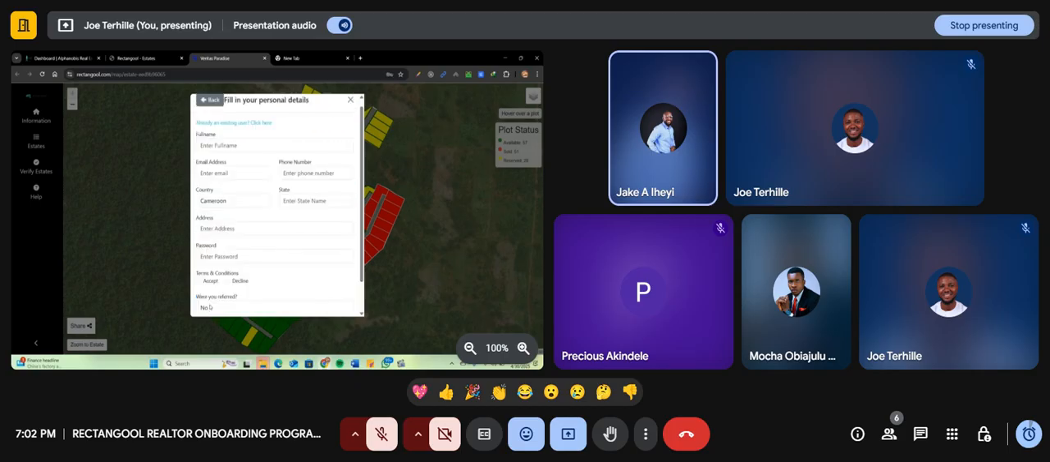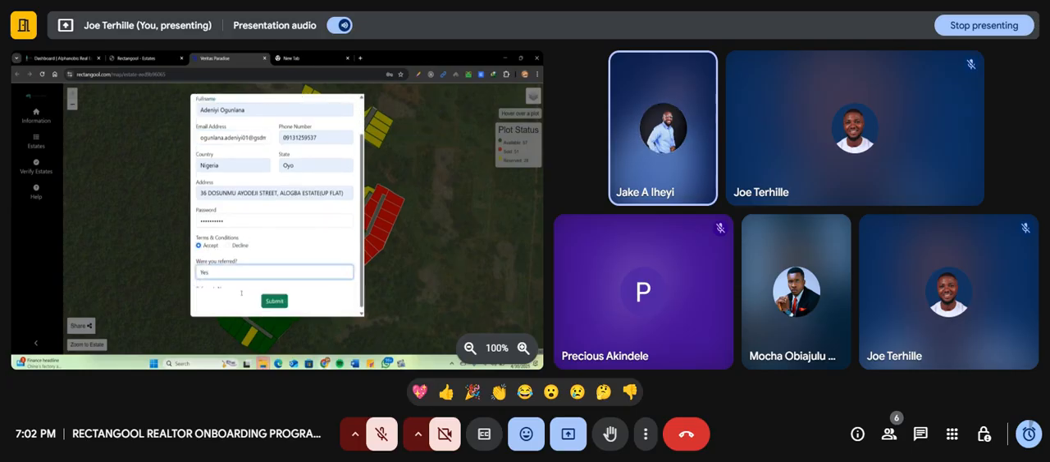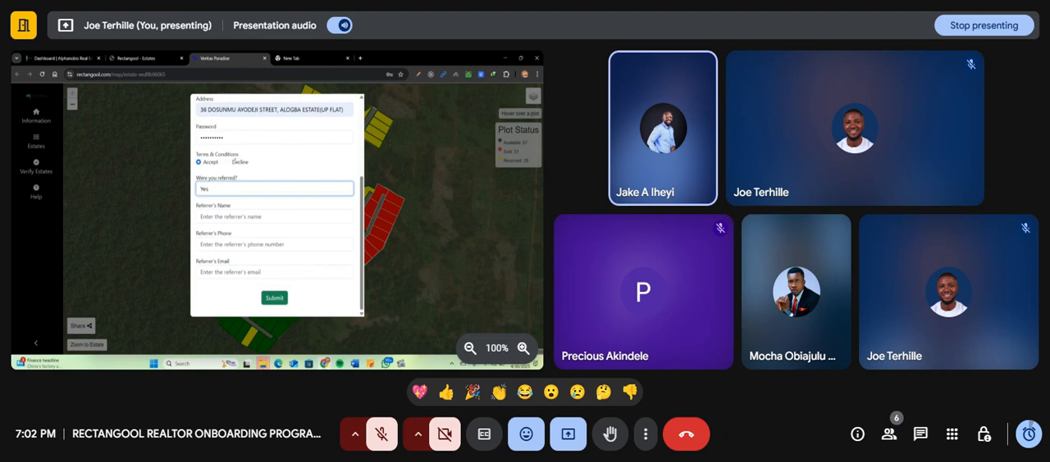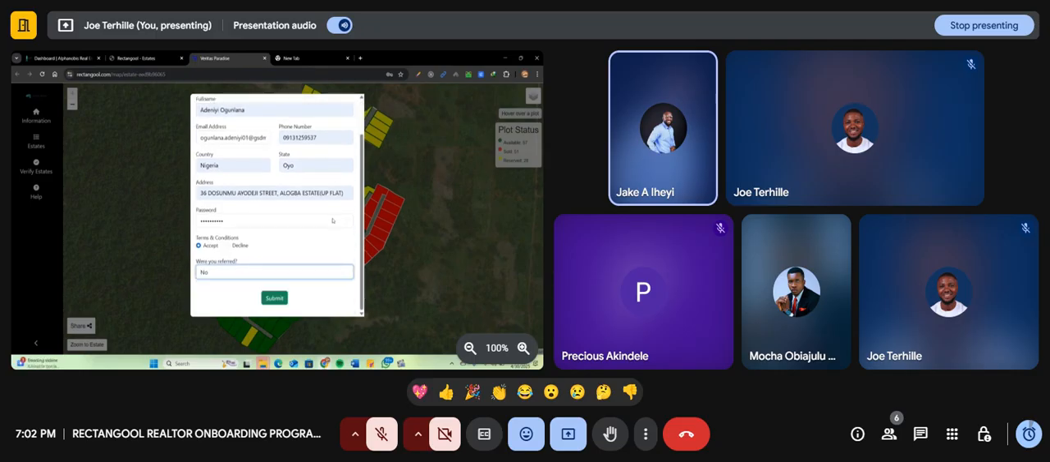And when I do that, I put in my information as a customer. I select a password, because while I'm doing this, the system is also creating an account for me as a customer. So let's say I put in a password, I put in my details, and then I accept terms and conditions. If I was referred by someone, I can put in my referral details as well, or I can just click on no if I was not referred by someone. Then I click on submit.